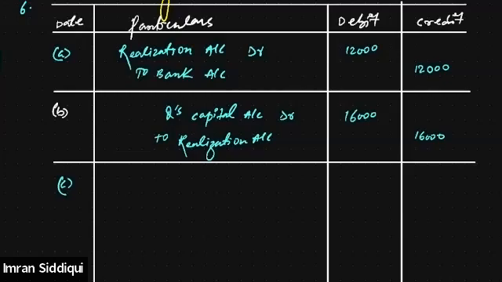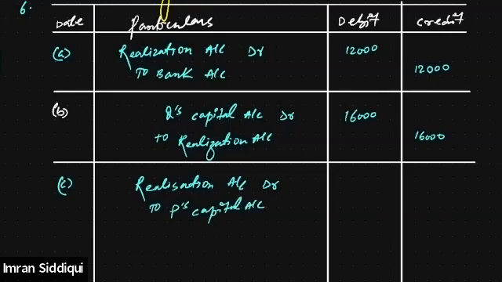But instead of writing down the partners capital account, we should write down the name of such partner. So the journal entry for this will be realization account debit to P's capital account, and the amount was 4,000.